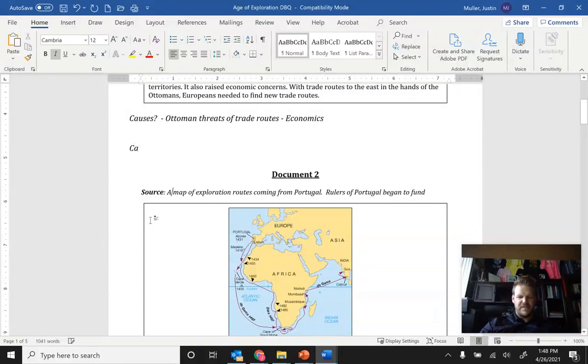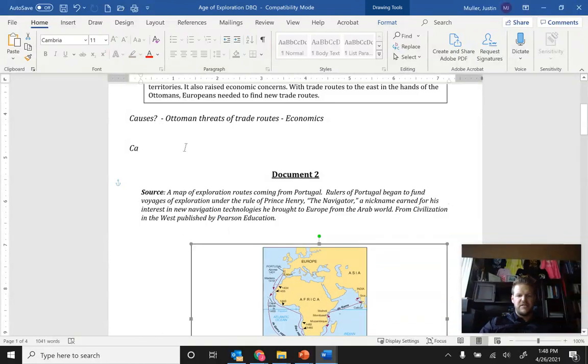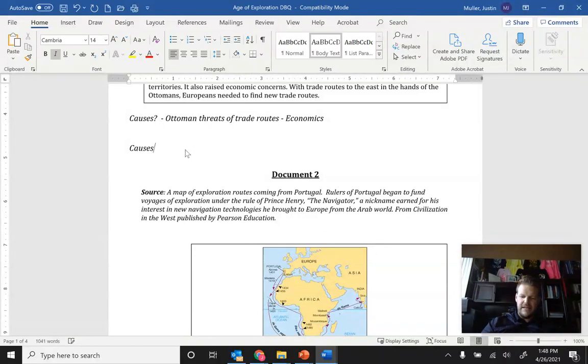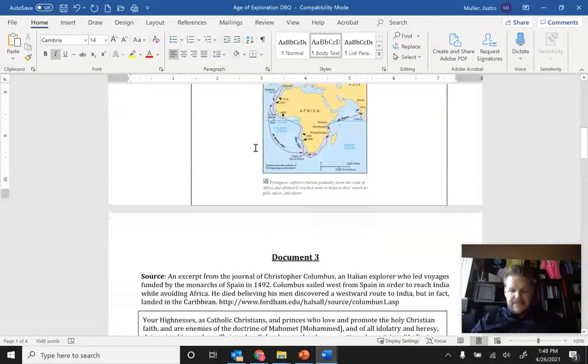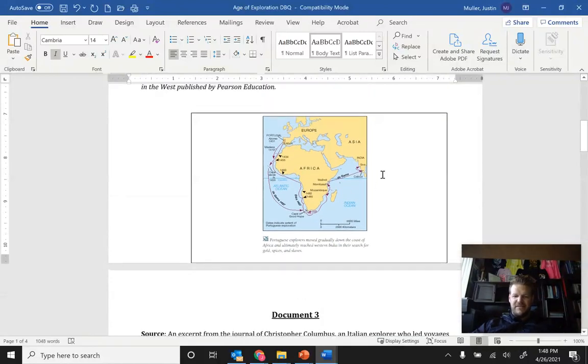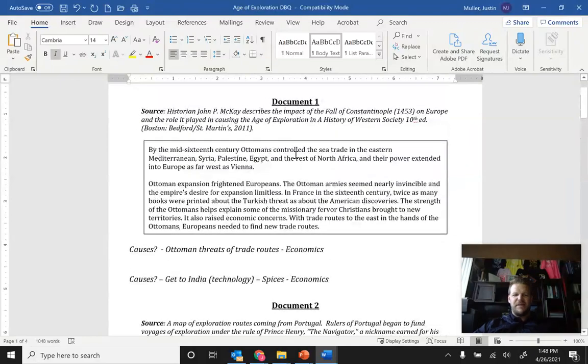And just for my own benefit, I'm going to shrink this a little bit. So causes for Doc 2, that is get to India and had good technology. Portuguese, remember, had the best technology. By the way, this is for spices, which means economics. Ooh, I got two for economics here. And by the way, the Mediterranean is over here somewhere, which is what the Ottomans controlled. So Doc 1 and 2, I could probably use in an economics paragraph.